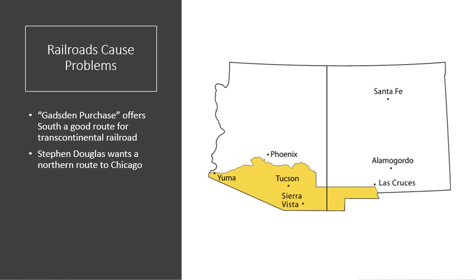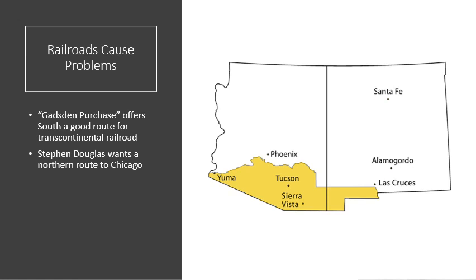So the Gadsden Purchase here, the United States purchases territory in southern Arizona and New Mexico, the area you see there in yellow. And what this does is the South thinks this is a good route for the Transcontinental Railroad. They think the railroad could go through this territory connecting California to a city like New Orleans or to a city like St. Louis in Missouri, both slave states.